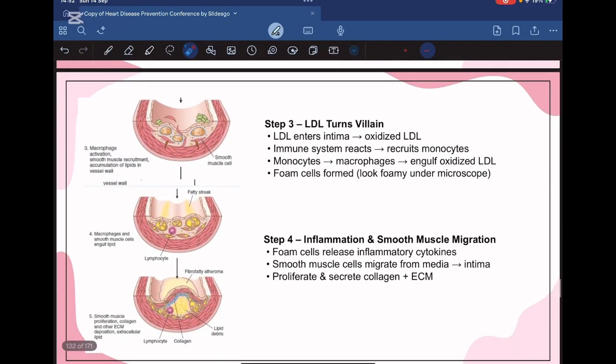This goes on to the third step, once LDL enters. Now, we have no problem with LDL. It's fine. But once it enters, it will turn into a villain, and it will become oxidized LDL. This oxidized LDL, because it became a villain, will trigger our defense system, the immune system. So the monocytes will start to mature, turn into macrophages, and then start to eat up the oxidized LDL. Literally, macrophages eat until they die.